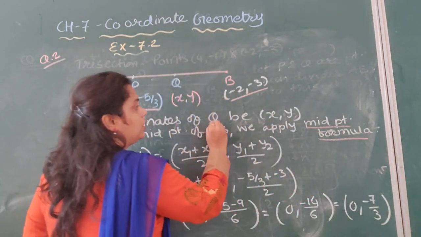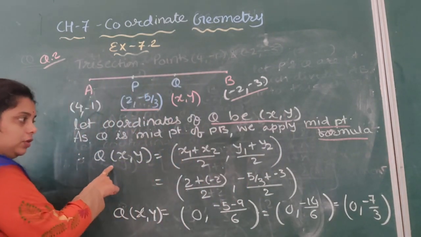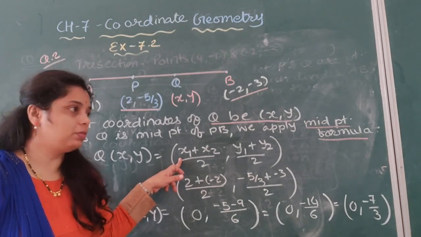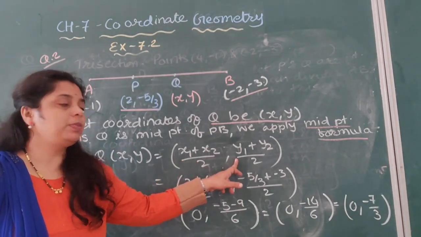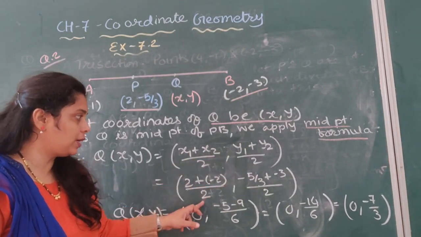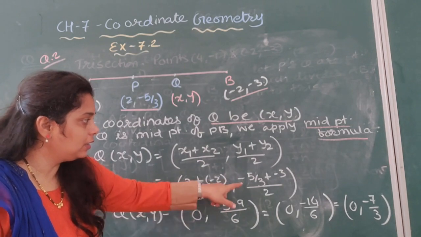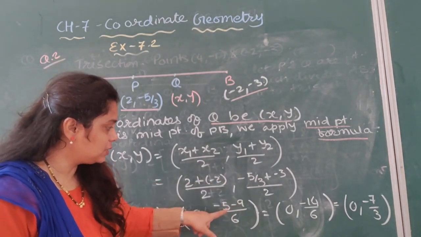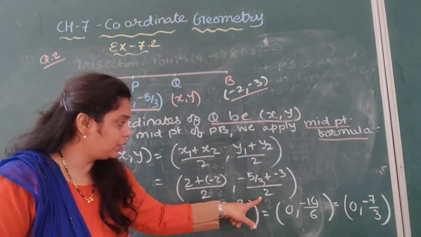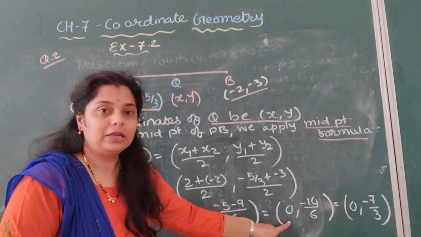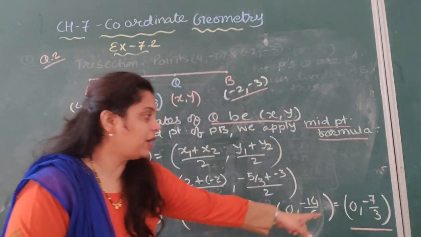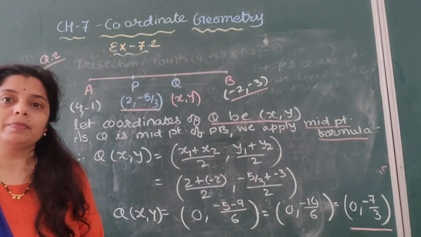Let the x coordinate and y coordinate of Q be x, y. Now the midpoint formula, I just told you, is (x1 plus x2) by 2, (y1 plus y2) by 2. Just substitute the values of x1, y1, x2, y2. Finally here we have to take the LCM. So minus 5, 3 threes are minus 9, and this 3 goes to the denominator place, so 3 twos are 6. So finally we got that the x coordinate of Q is 0 and the y coordinate is minus 7 by 3.